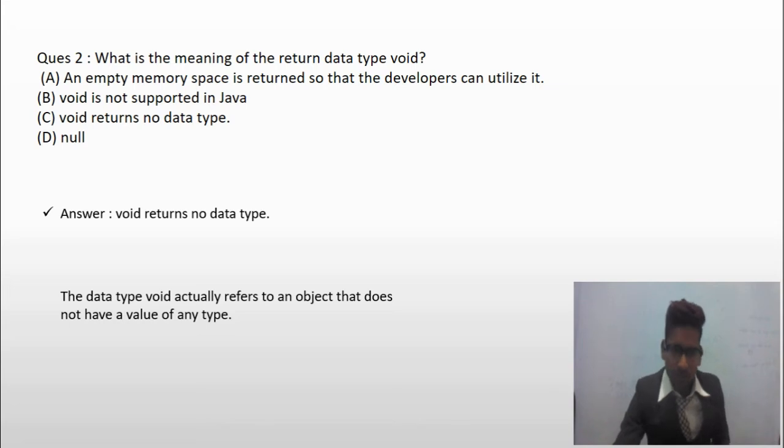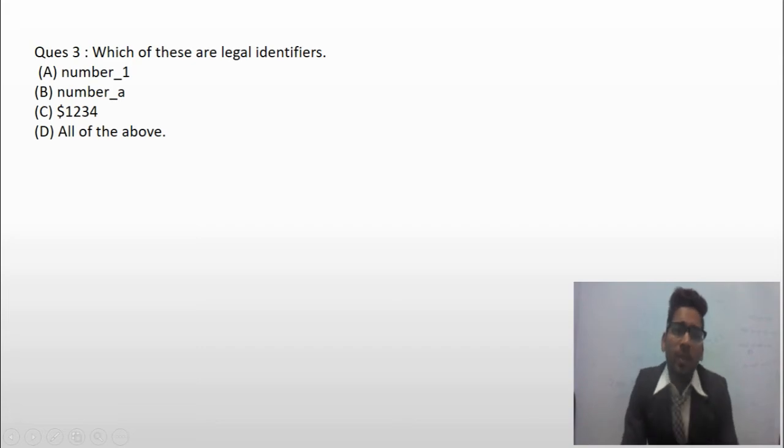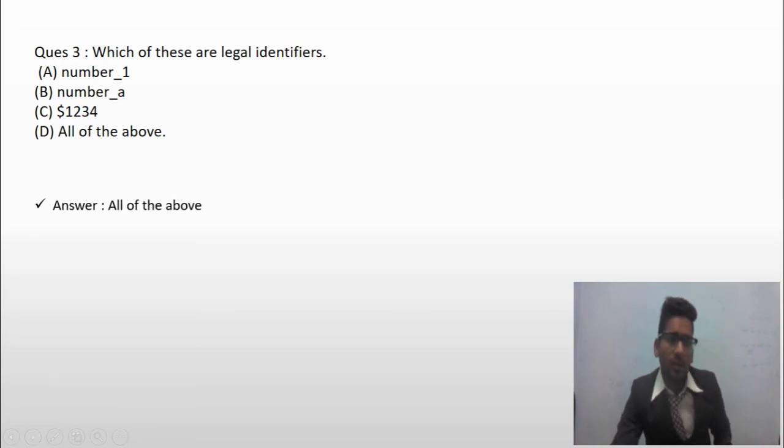Okay, so let's move on to our third question, which is: which of these are legal identifiers? Now legal identifier is a frequent topic in Java, core Java actually. So you should be aware of what are the legal identifiers, and there are only three specific rules, which if you read even two or thrice, you will be better at them. So first let's see the options and what is the answer. The answer is all of the above, meaning all the options are correct. Now we'll see the rules.